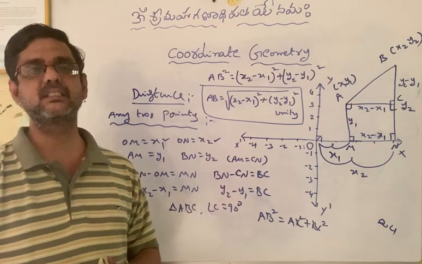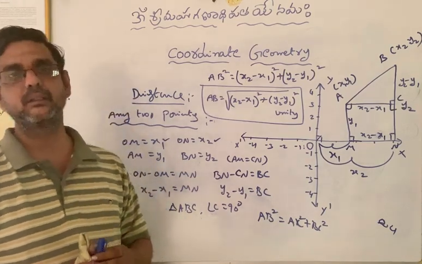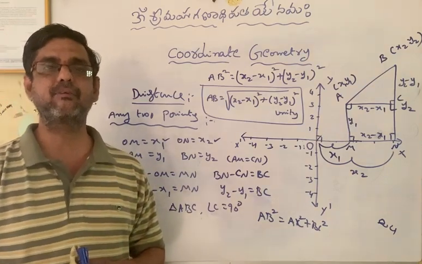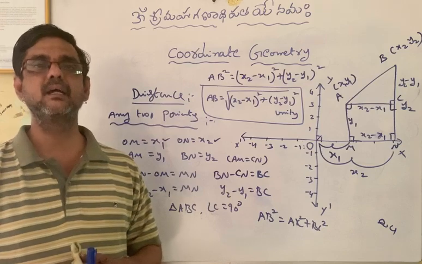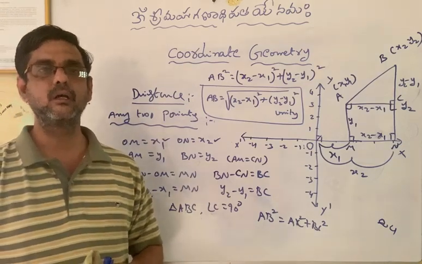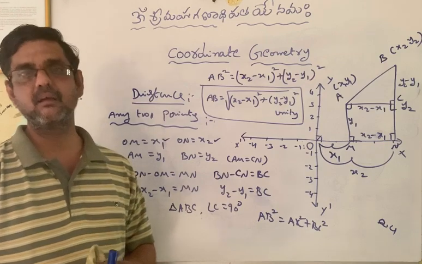So my dear students, I think you understood the derivations of these two formulas. One is the distance of a point from the origin and the other one is the distance between any 2 points in the Cartesian plane. I think you understood the derivations for these two formulas very well.